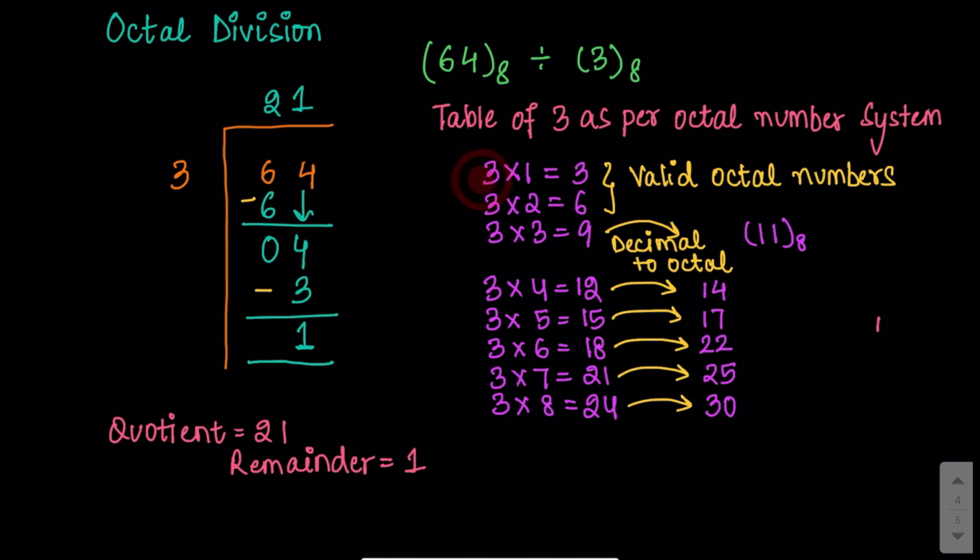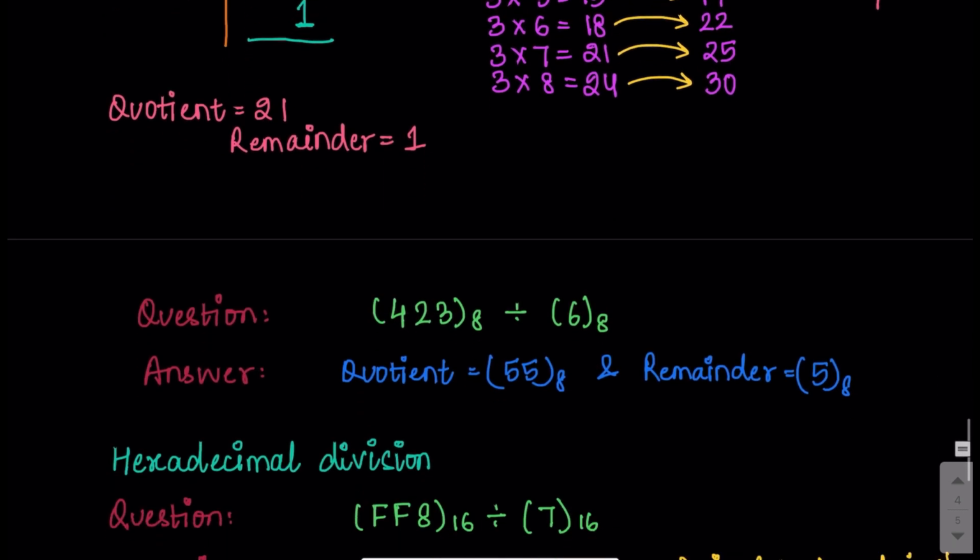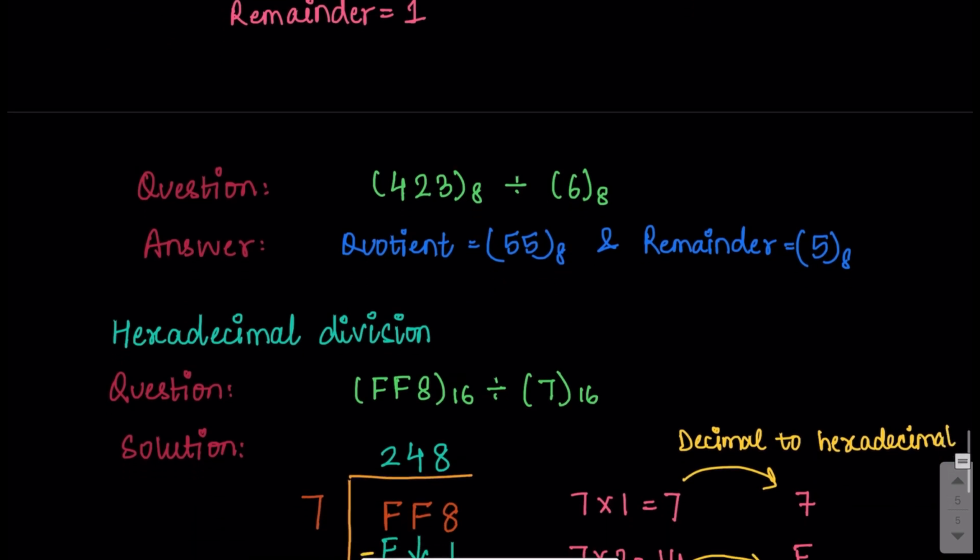Next we have 3 into 1 is 3. So 1, 3, and then you will perform the subtraction. You will get 1. So this is simple. We get the quotient equal to 2, 1, and the remainder is 1.